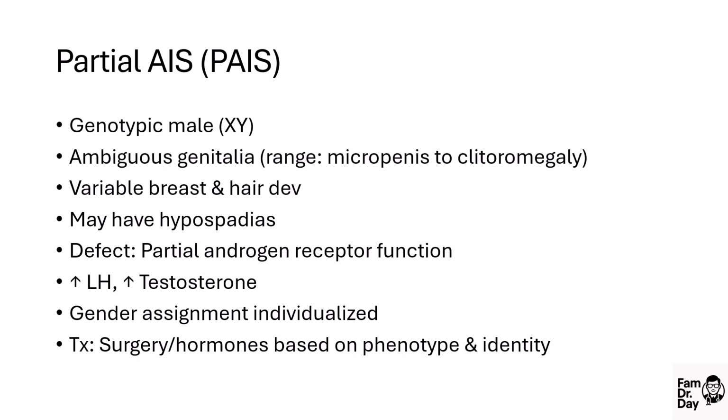Because androgen signaling is incomplete, breast development and hair patterns are highly variable depending on the degree of receptor activity. Some may also have hypospadias, where the urethral opening is abnormally placed. Like CAIS, they have increased LH and increased testosterone, but their tissues are only partially responsive to it.